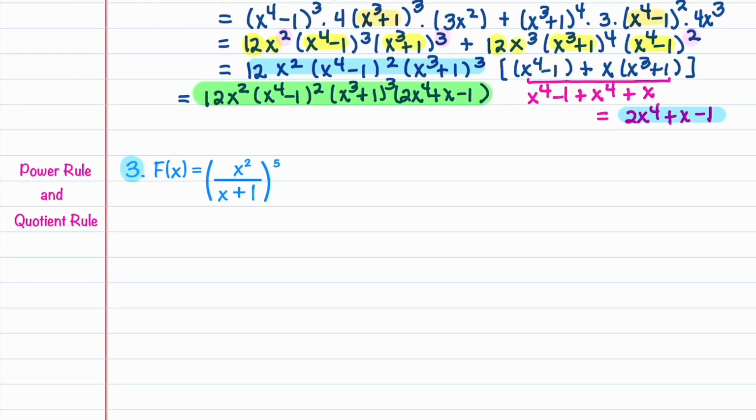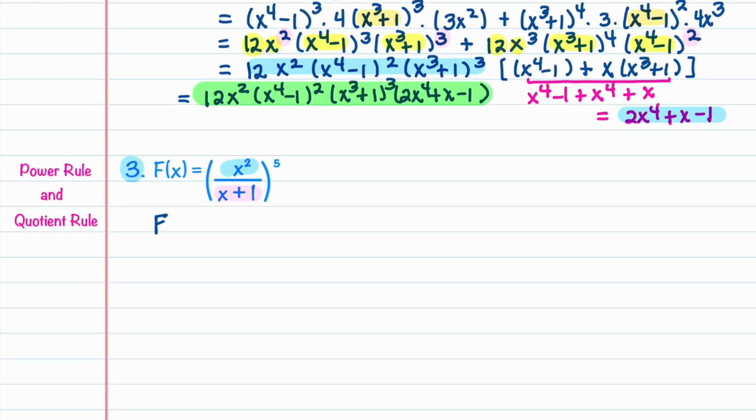For our third example, I chose a function that is going to require us to use, in addition to the chain rule, the power rule and the quotient rule. Notice that our function has a numerator and a denominator. So that clues us in that we have to use the quotient rule. Let's go ahead and take the derivative.